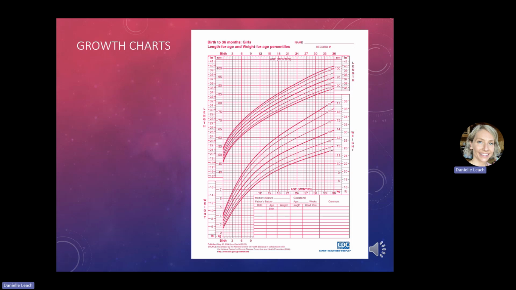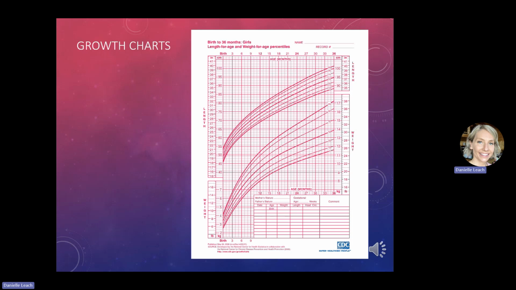Growth charts. So there will be hotspot questions on your exam regarding growth charts. So you do need to know how to use them or plot on them. The one shown on your screen is an example of one for girls. You can use it for anyone from 0 to 36 months old. It has on both your left and your right hand sides length and weight. And then on the tops and the bottoms, it has the ages in months.